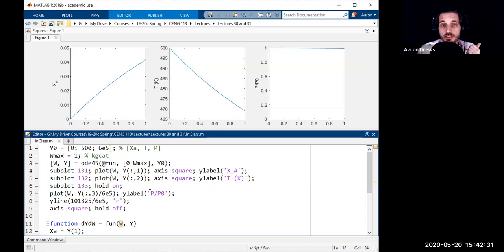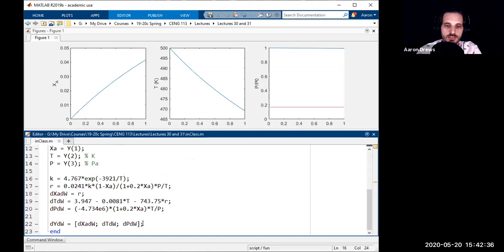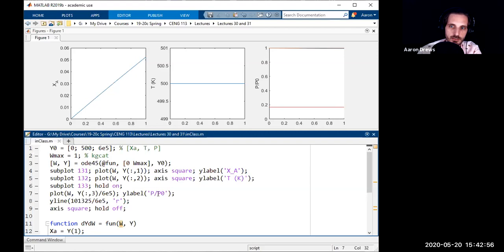We can test that by changing our expressions for dP/dW and dT/dW. If we set those equal to zero, we should be able to just keep upping the kilograms of catalyst until we get 100% conversion. So if we change those to zero and run this script again, where did my plot change? Oh yeah, it did change. It is now 500 constant.